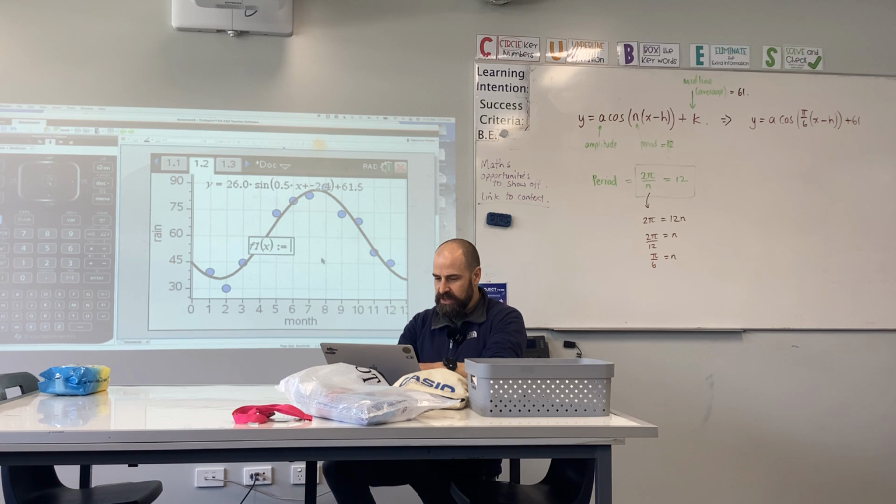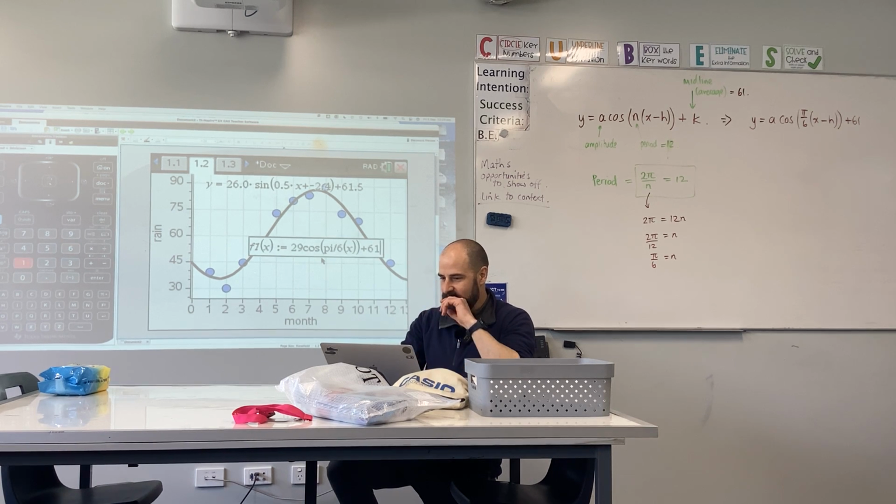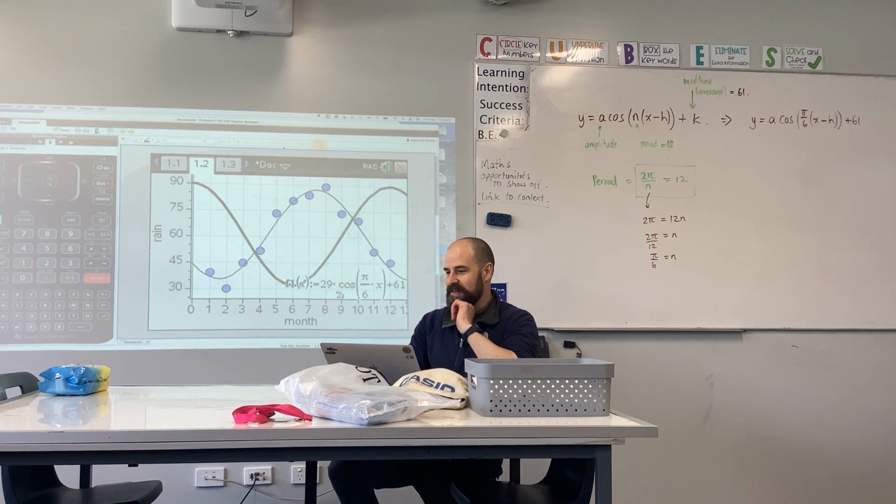We've so far got, we're thinking, 29 cos pi over 6 x. We haven't gone left or right yet, so let's not put it in there. And plus 61. It's just not shifted across. Right. What do we think of the heights? It's pretty good, pretty decent. It's a little bit off, but that's just because it was going a little bit too high and it was going not quite low enough.